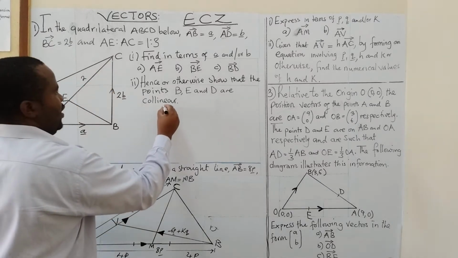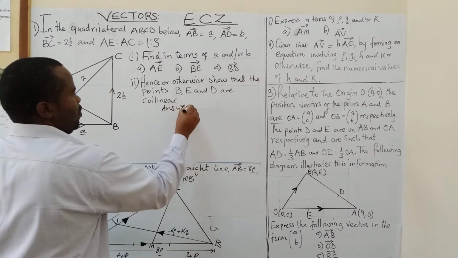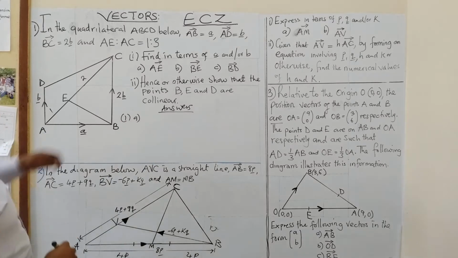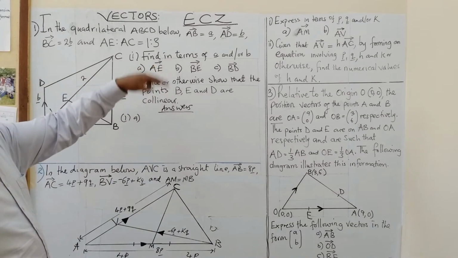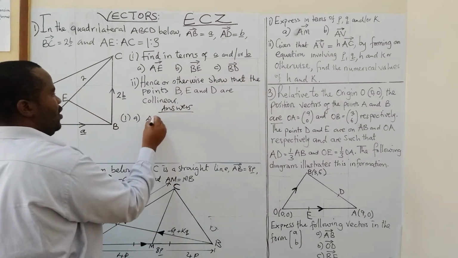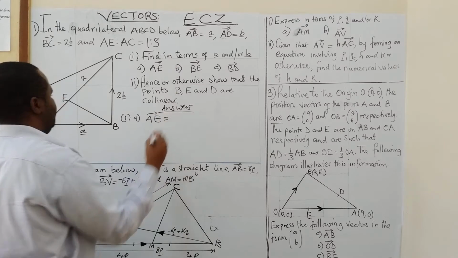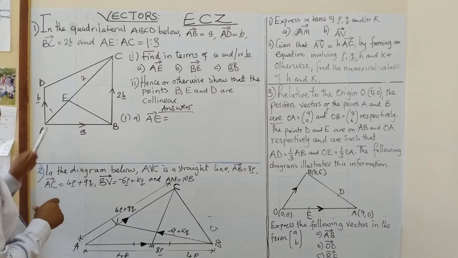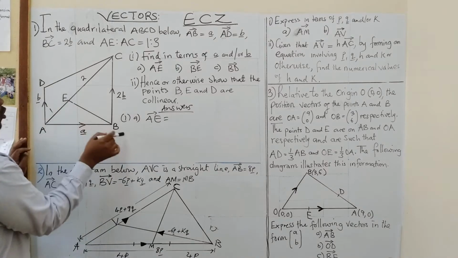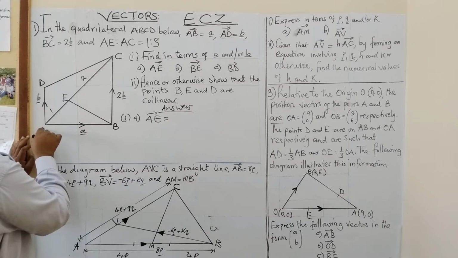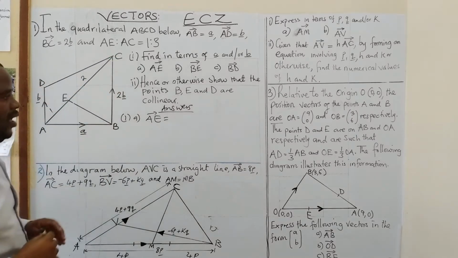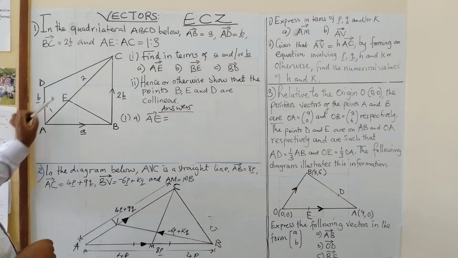Now, Roman numeral 1A. Find in terms of a and or b. The first one is AE. I want to move from A to E. How can we move? A to B, B to E, but here we can't take it because we don't know. Or we move from A to C, C to E. This is not known. Hence, we can try to use the ratios.